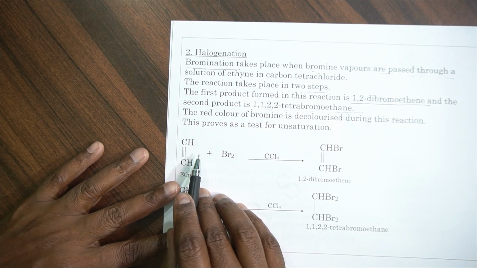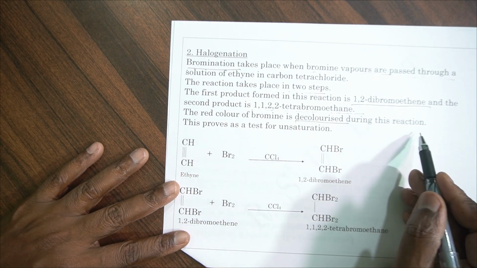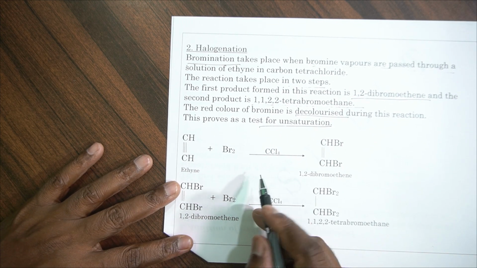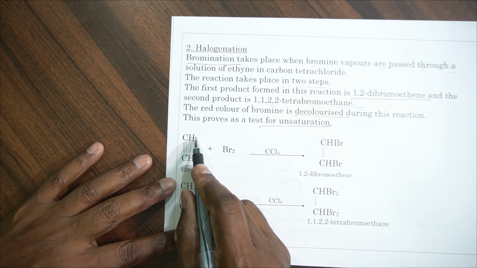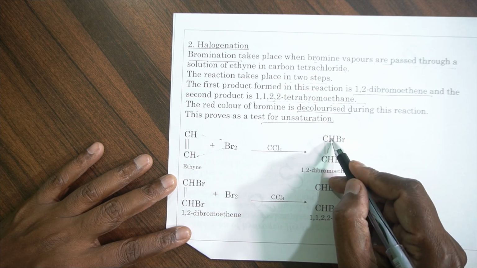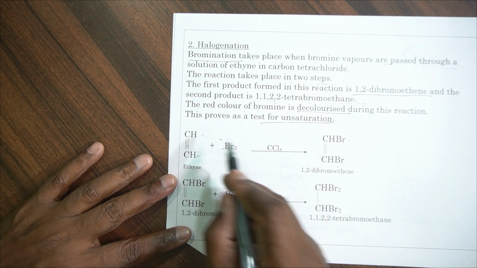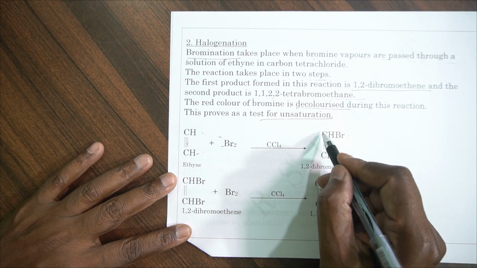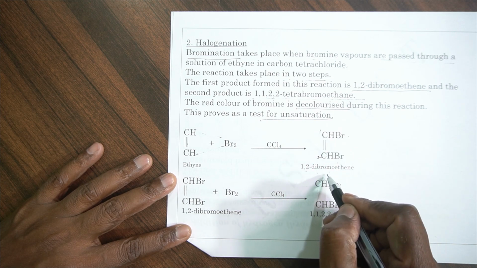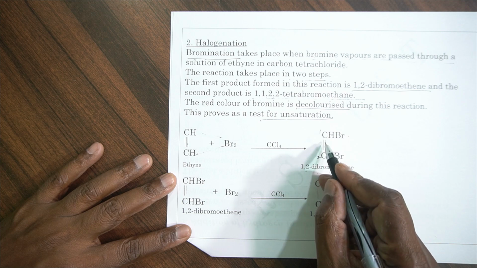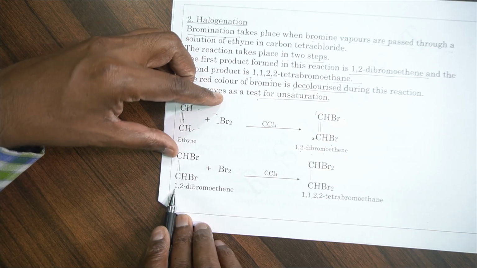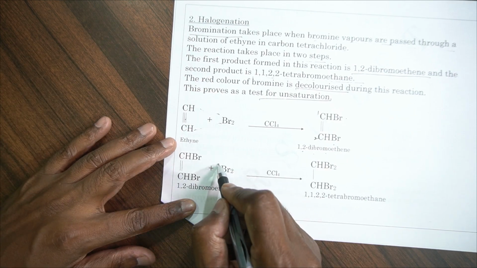So let us see the reaction. The red color of bromine is decolorized, and therefore it is a test for unsaturation, as we have discussed in ethene also. So there is a triple bond, one hydrogen and one hydrogen. Br2, one bromine goes here, one goes here. So you have CHBr, CHBr. One of the bonds is broken, so there is a double bond. So 1 and 2, there are two bromines. 1,2 dibromo is the substituent prefix, then eth, and primary suffix ene. 1,2 dibromoethene.